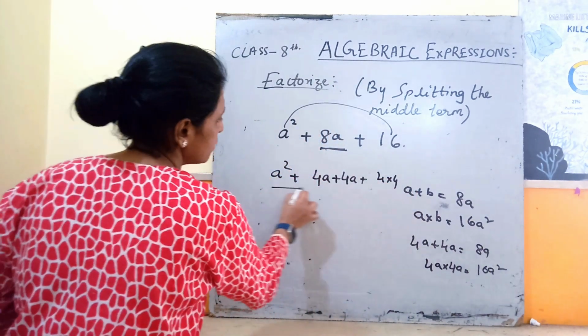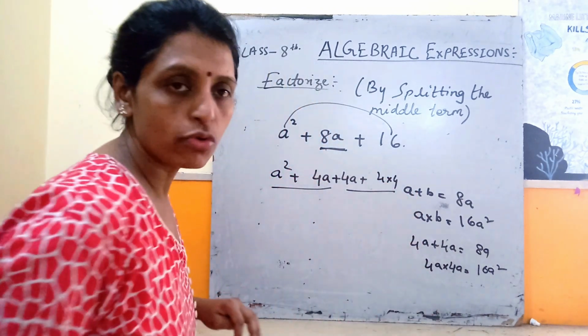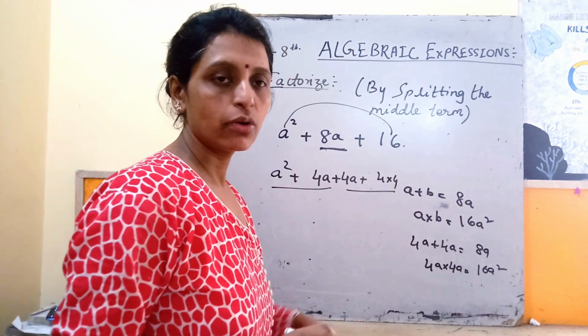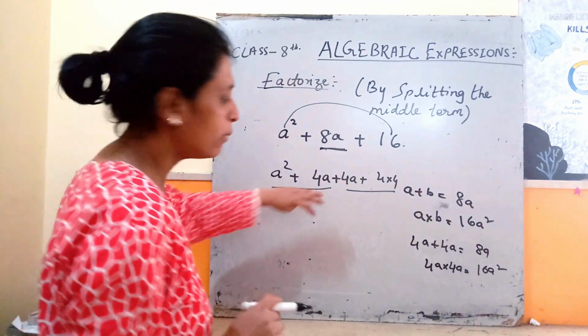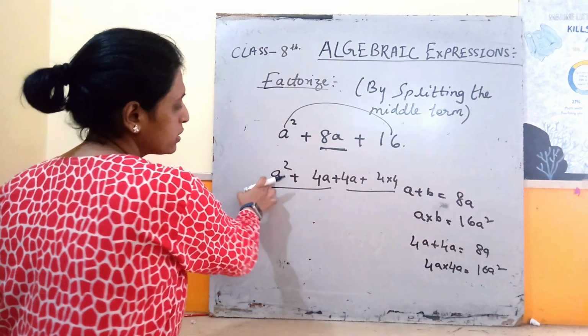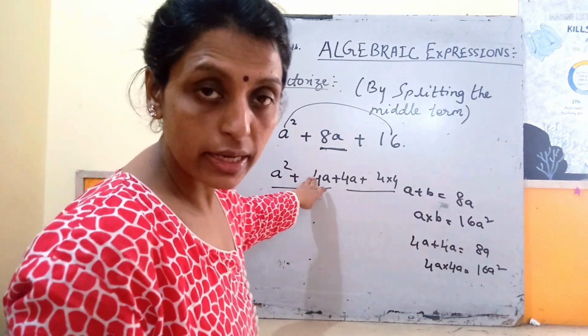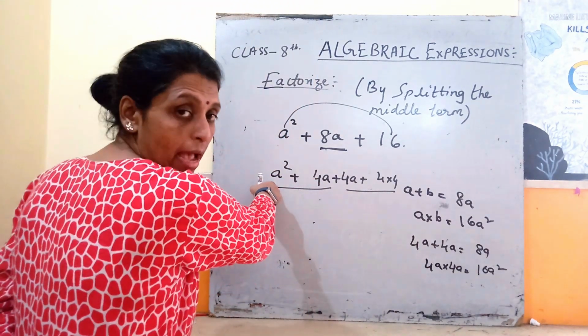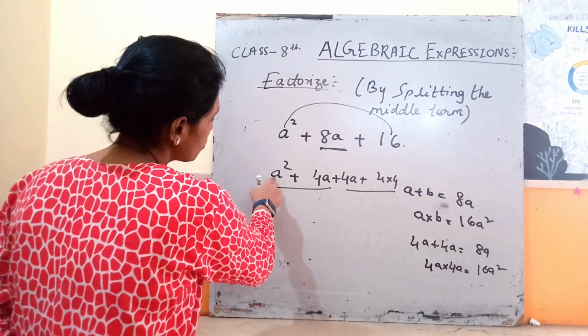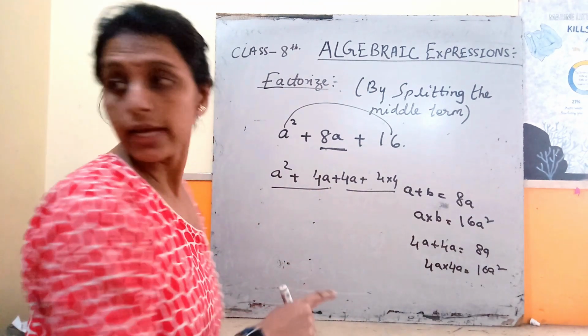Okay, now you can see that there are a total of 4 terms. Now we can pair them. Okay, so we get 2 pairs. We'll first take the first pair. In this first pair we have the first term as a square and the second term as 4a. So we have to take out the common factor here. So here a square, and here only a is there.